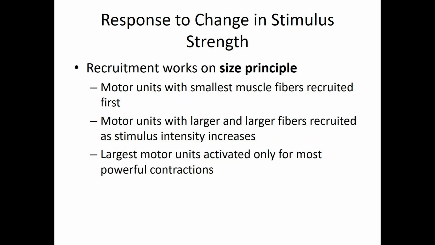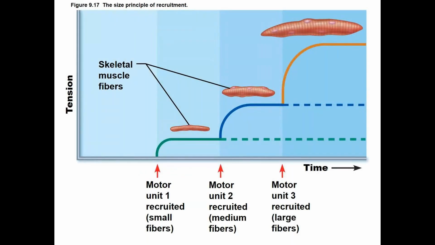The way that recruitment works in muscles is the exact opposite. We're actually going to start with the smallest muscle fibers first. Because remember, when you are thinking about having a relatively weak contraction, you're picking up a kitten or a baby bird, you don't want to start off with Kung Fu grip. You want to ease into it.